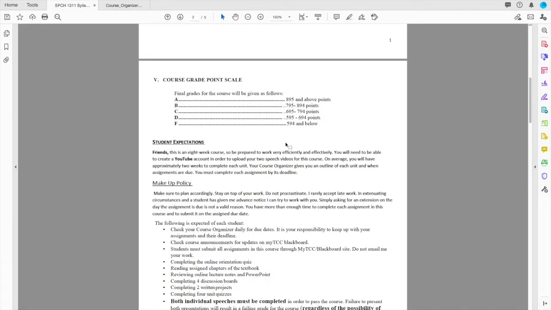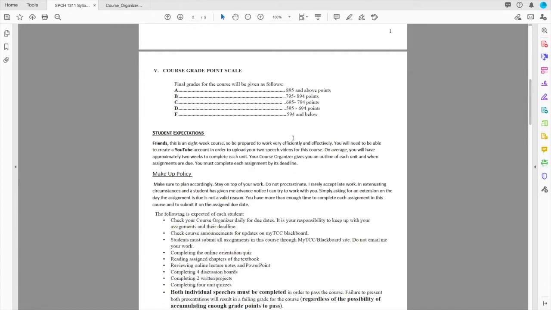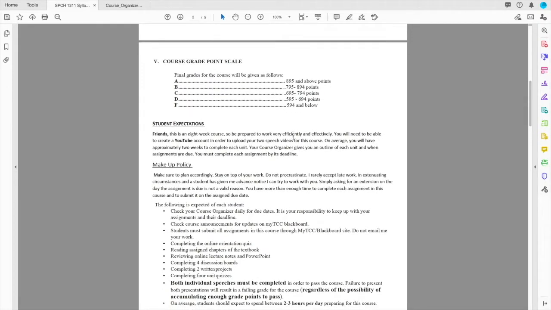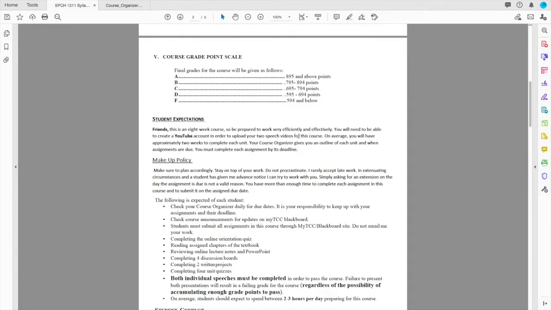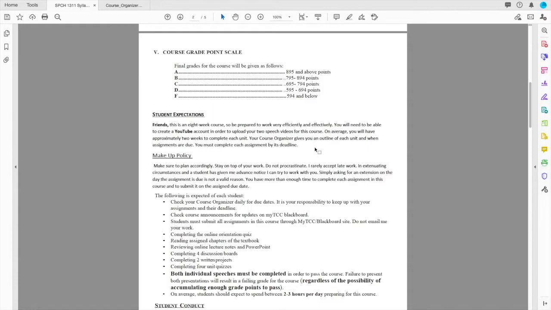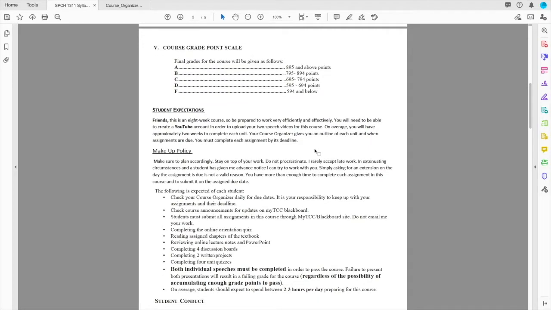So, student expectations. Friends, this is an 8-week course, so be prepared to work efficiently and effectively. You will need to be able to create a YouTube account in order to upload your 2 speech videos for this course. On average, you'll have approximately 2 weeks to complete each unit lesson. Your course organizer, which I'll go over with you later on, gives you an outline of each unit and when assignments are due. So make sure you complete each assignment by its deadline.